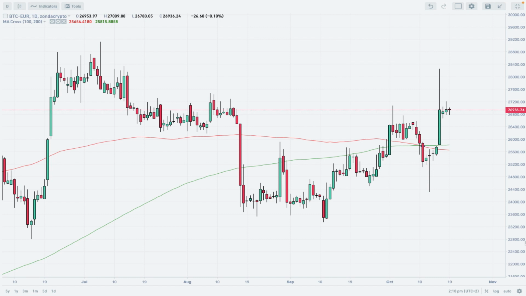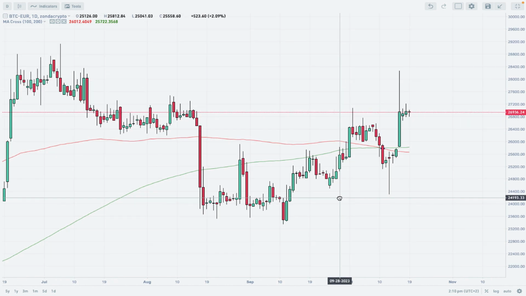Let's take a look at the Bitcoin to Euro daily time frame chart at Zondacrypto, and we are looking at this chart because we are doing the scenario analysis of this market. So we are using what? Exactly, moving averages, 100 and 200 periods, and for now we have Japanese candlesticks on a daily time frame chart.